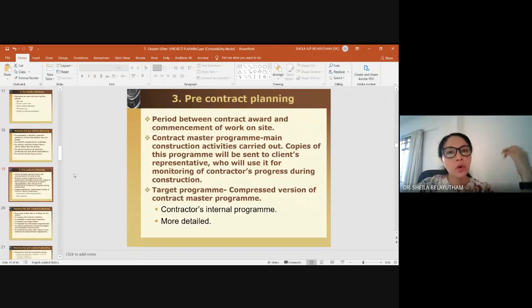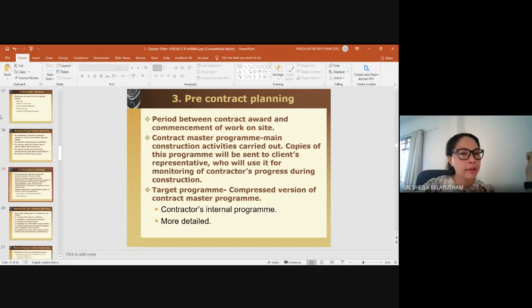All right, just to recap, the first one is project planning. Project planning is done by the client's organization, which looks into the planning of a project from the beginning until the end. The second is planning done by the tendering contractor, which we call pre-tender planning, for contractors to place a realistic bid.